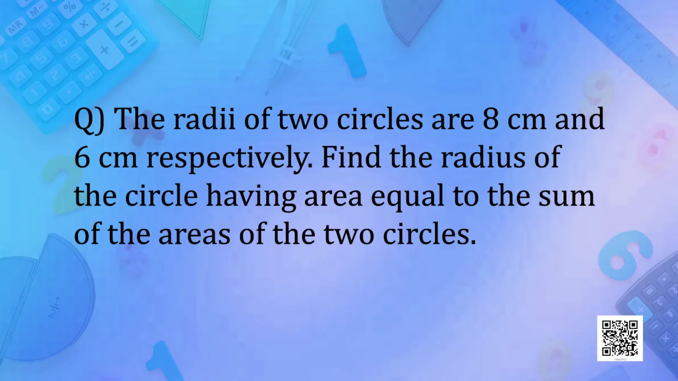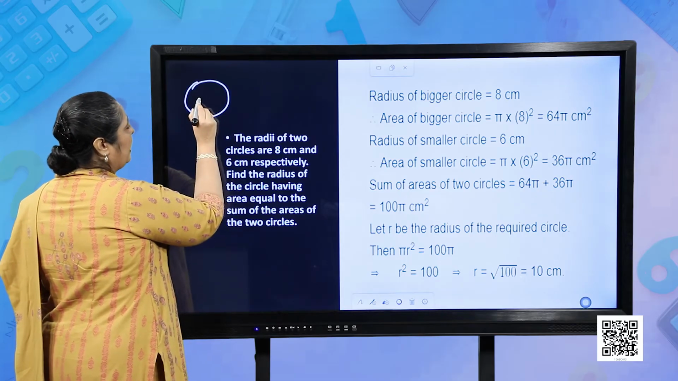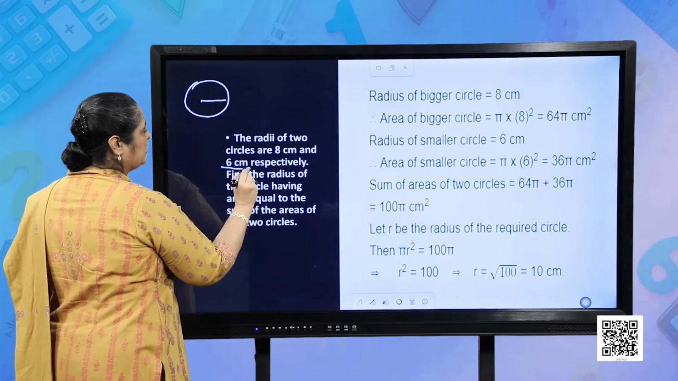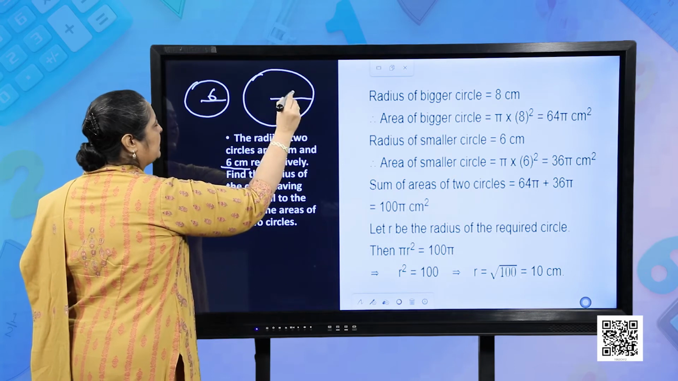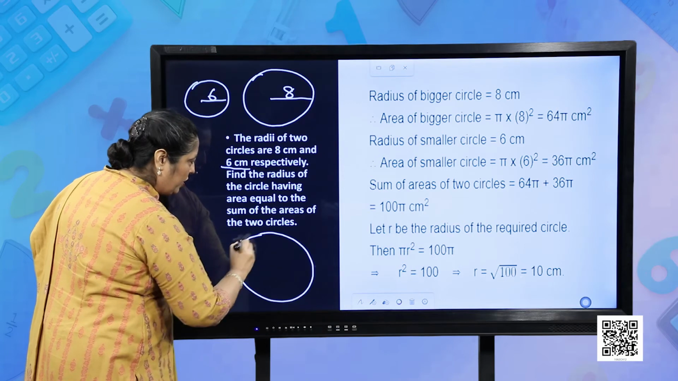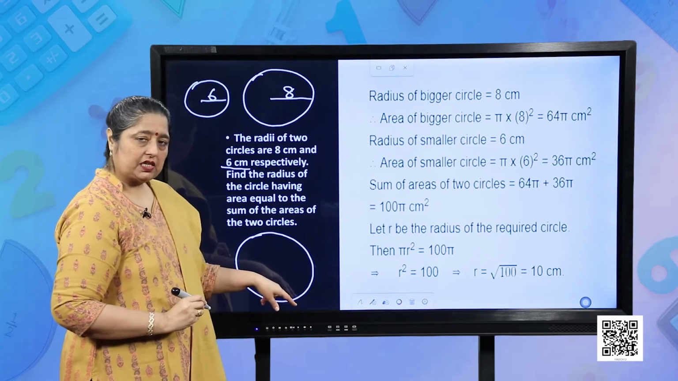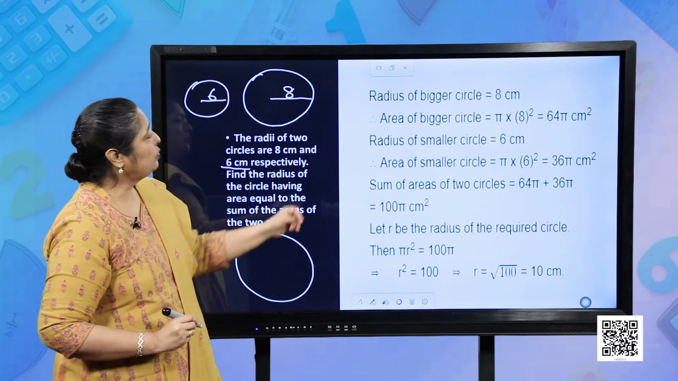The radii of two circles are 8 centimeters and 6 centimeters respectively. Find the radius of the circle having the area equal to the sum of the areas of the two circles. Here, we are given two circles. One circle has the radius of 6 centimeters and the other has the radius of 8 centimeters, and we have to find the radius of the third circle, whose area is equal to the sum of the areas of these two circles. So, let us move forward.